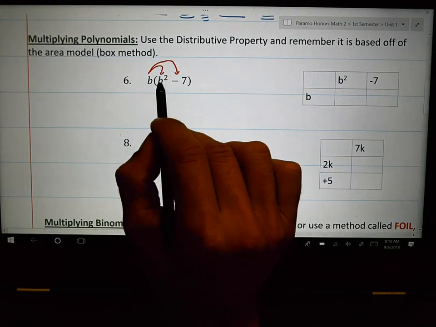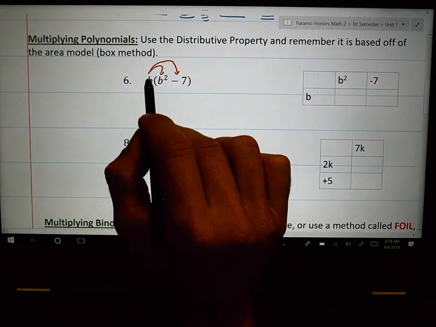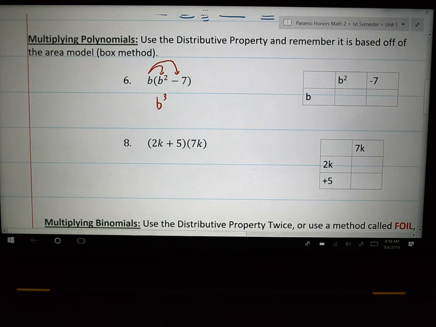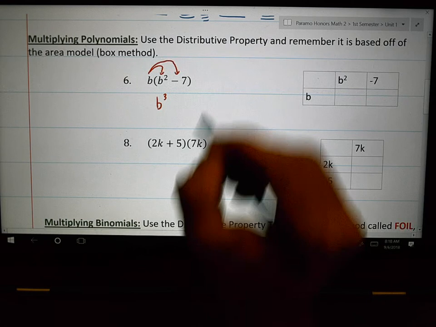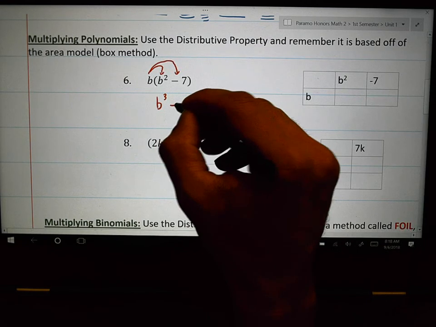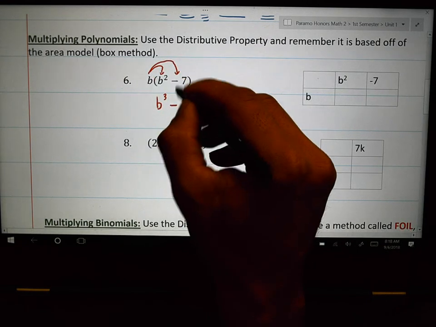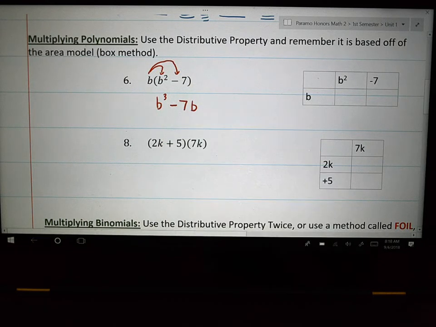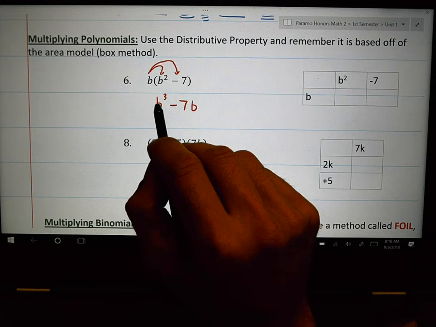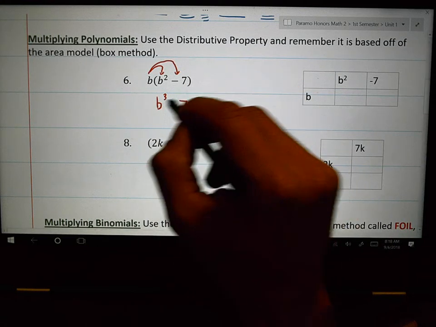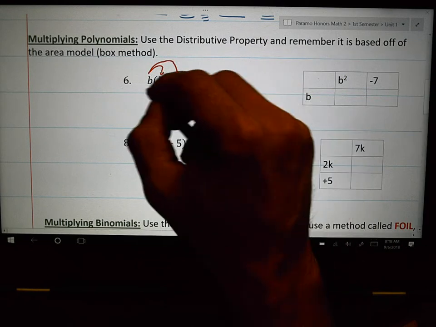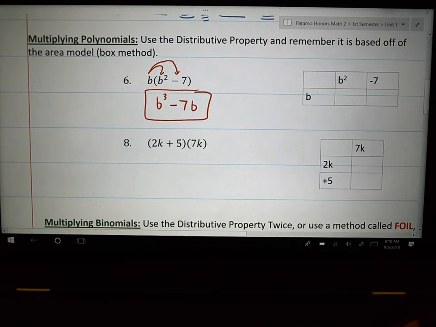B times b squared, I have 2 factors and another factor, which makes a total of 3 factors, b to the 3rd power. Positive times a negative is a negative. 7 times b is 7b. We always write numbers, then letters. Highest degree, then the next highest degree. We cannot put them together. So my final answer for number 6 is b to the 3rd minus 7b.